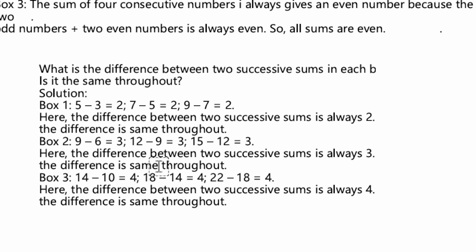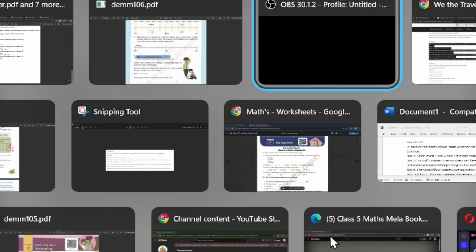The difference is the same throughout. It's not going to change. If it's 2, throughout it's going to be 2. If it's 3, throughout it's going to be 3. Again for box 3, here the difference between two successive sums is 4 and the difference is the same throughout. It is not going to change. Okay, next.